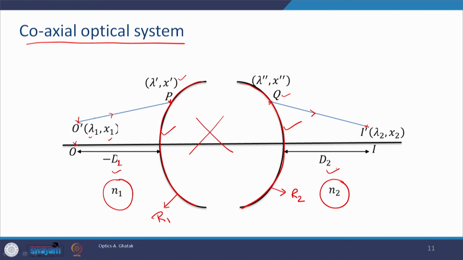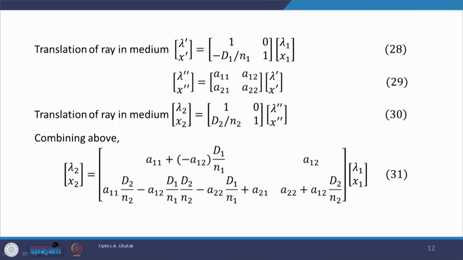Now, what to do? We see that from O prime the ray is travelling, it is translating to point P. Then here we will apply a translation. Again, after emerging from this optical system, the ray is translating from Q to I prime. These two translations are known, but within this box nobody knows what is happening, and therefore we cannot form a 2 by 2 matrix for this system. So, let us see how to analyze this.